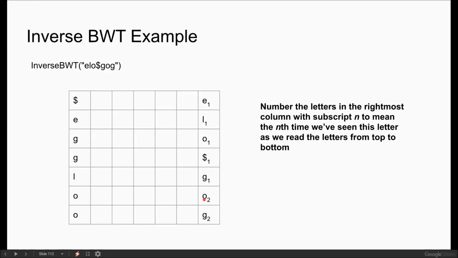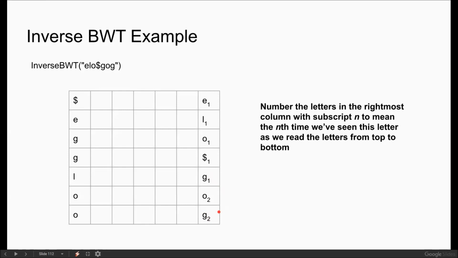We go down one more, and we see an O, but this is the second O that we've seen, right? We saw this one. And so since this is the second O that we've seen, we give it a subscript of 2. And then lastly, we hit a G, and we give it a subscript of 2 because this is the second G that we see as we're going down here, right? We saw this one first, and now we saw this one second. So this one gets a 2 as a subscript.